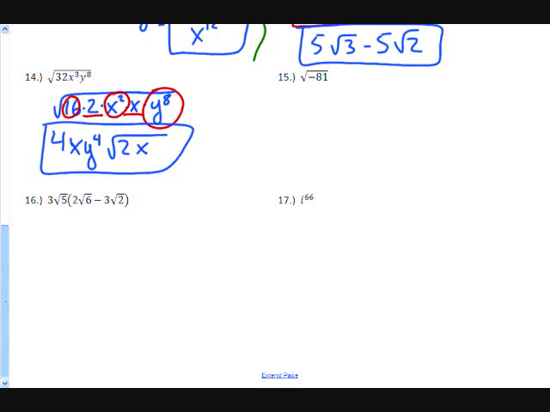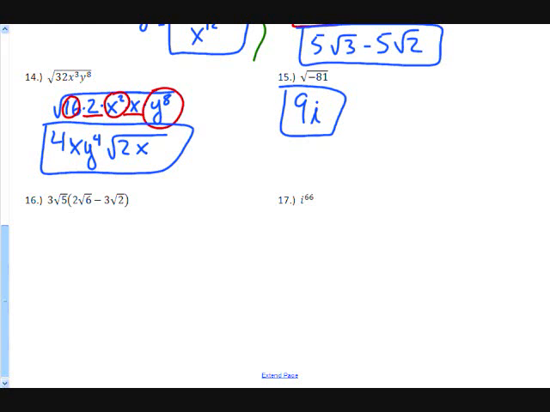Okay? In number 15, the square root of 81 is easy enough to do. That's going to give me a 9. But when I take the square root of a negative, that gives me an imaginary number, which is i. So the square root of a negative gives me an i. The square root of 81 is a 9. So the square root of negative 81 is a 9i.